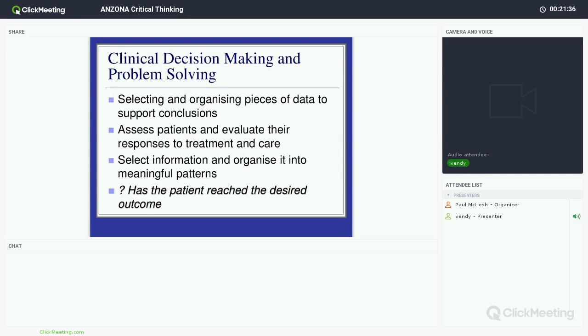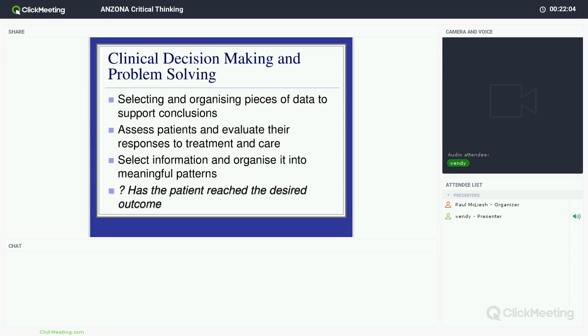It's also looking at the responses to their treatment and care and are they effective. So again, it's coming back to that evaluation. It's selecting information, the information that's the most pertinent, and organising it into meaningful patterns. That may be the difference between someone that's a very, very experienced nurse and someone that's come in very junior to a new specialty, is organising those meaningful patterns in what we're seeing and what we're doing.